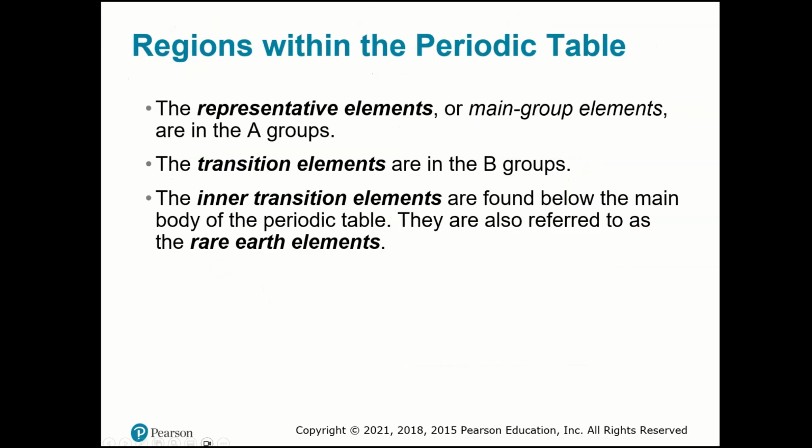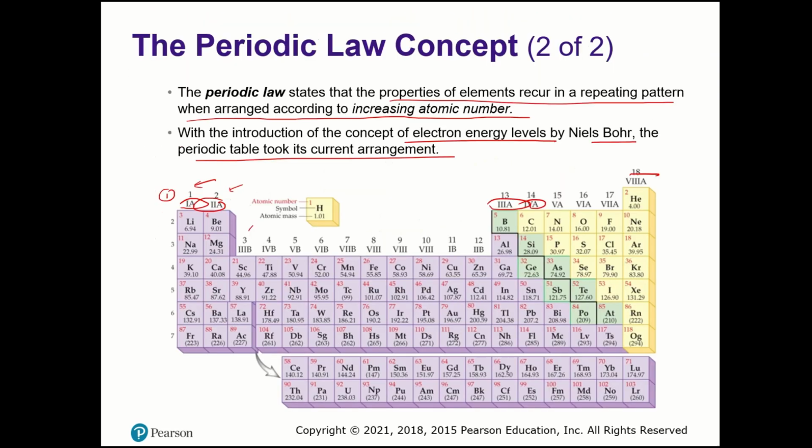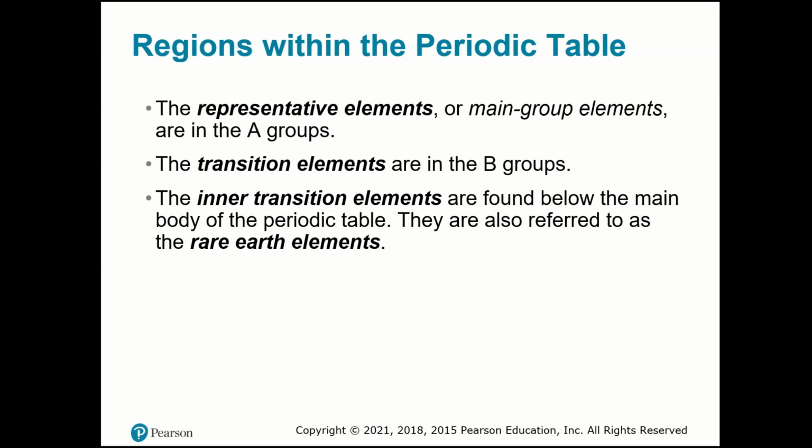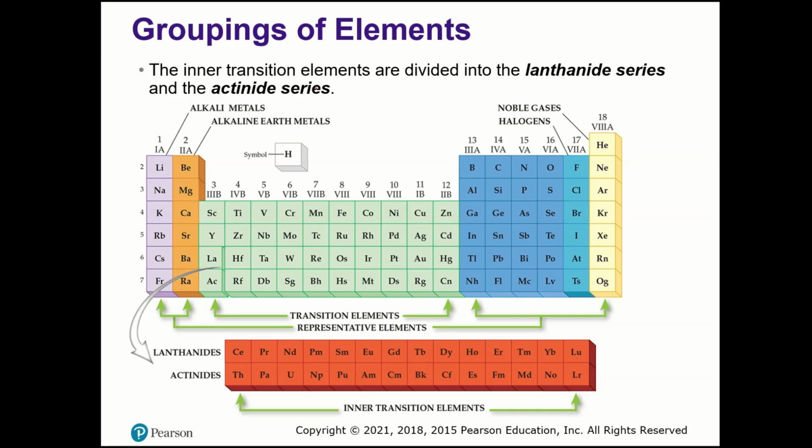Okay? So the representative elements or main group elements are in the group A or group 1. The transitional elements are in the B groups. Remember that we saw here A, and then we have a B. Before we used letters, now we use numbers. So that is what it refers to over here. The inner transition elements are found below the main body of the periodic table. They are also referred to as f-block elements. The inner transition elements are divided into lanthanides and actinides.